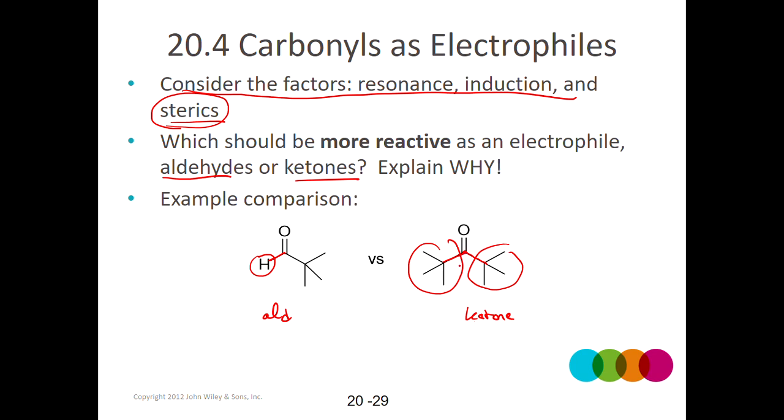But they do create some more sterics, and these tert-butyl groups especially are pretty sterically bulky, and they're three-dimensional, and they will block somewhat. So it would be more likely for a nucleophile to come in here and attack versus coming in over here and attack, because there's a little bit more sterics. And that's generally true for ketones. So if we were asked which should be more reactive as an electrophile, aldehydes or ketones, the answer is aldehydes. And one reason for that is because there's less sterics.